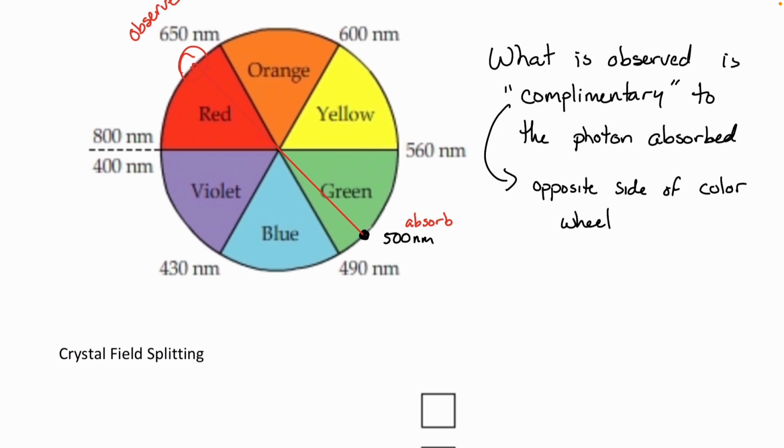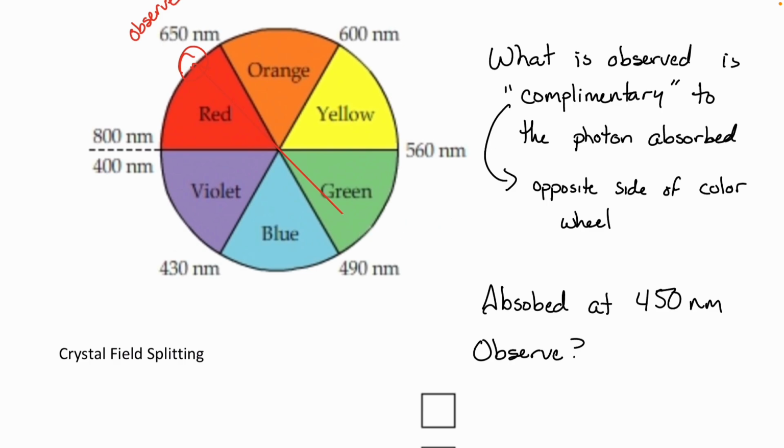So let's just say that something absorbed at 450 nanometers. What color would I observe? Absorbed at 450, so I'm going to find 450 on my spectrum here. That'd be about here. What's observed is the complementary color, so in this case, orange.